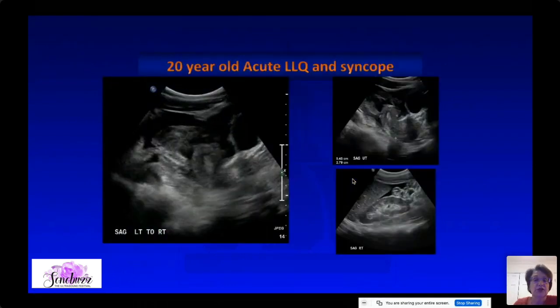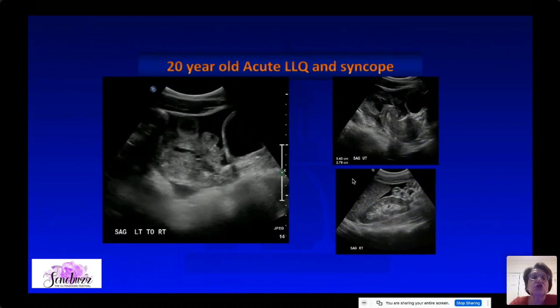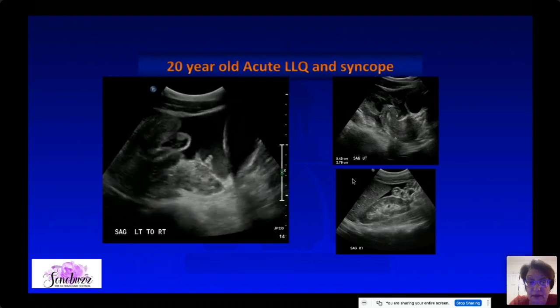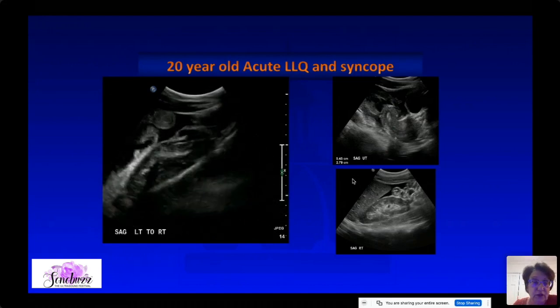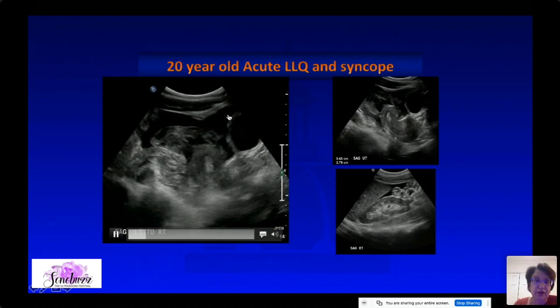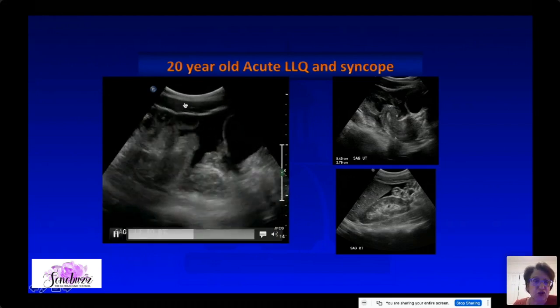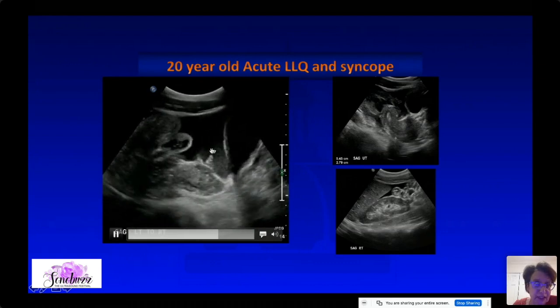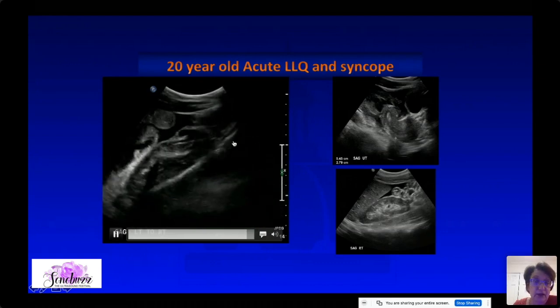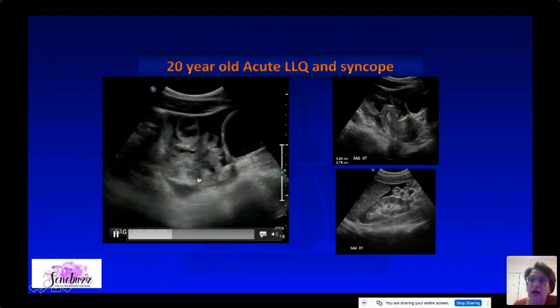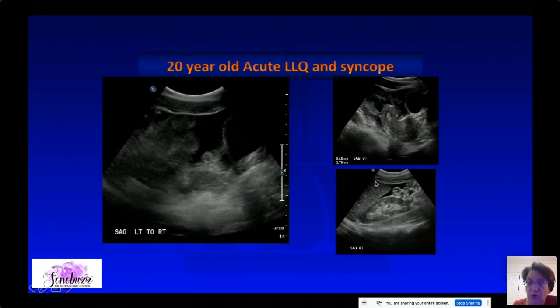So let's talk about this patient. This is a 20-year-old woman with acute left lower quadrant pain and syncope. And of course, you start scanning and there is a very worrisome picture, right? Because here's her uterus, she has a large amount of complex fluid in the abdomen with this amorphous material that of course is clot. And if we look even by Morrison's pouch, there is some fluid up in the upper abdomen.